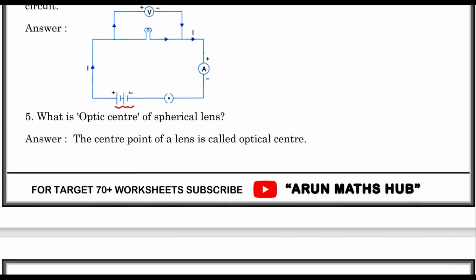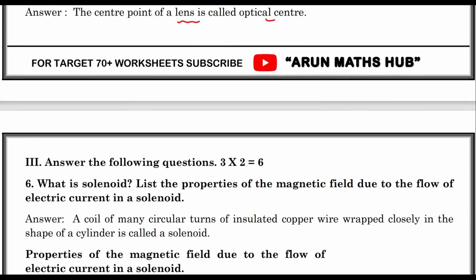What is the optic center of a spherical lens? The center point of the lens is called the optic center.